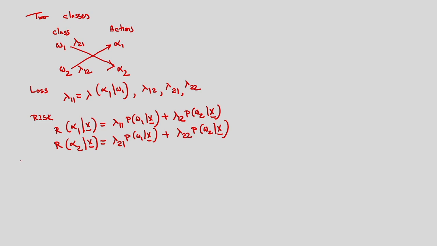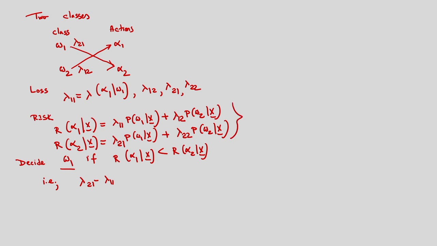Now how to take a classification decision? Decide omega 1 if the risk of alpha 1 given x is less than the risk of alpha 2 given x. Already this concept I have discussed. So based on the risk, I can determine a particular class. We are considering the class omega 1. From these two equations, I can write like this: lambda 2 1 minus lambda 1 1 times probability of omega 1 given x is greater than lambda 1 2 minus lambda 2 2 times probability of omega 2 given x.